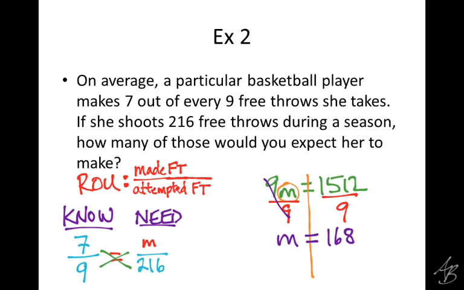We don't even need to do any rounding here, do we? Now, we're not done. Remember, we always have units here. And we're not just going to say 168 free throws because we don't know if that's how many she tried to take or how many she actually made. So we're going to put 168 made free throws.